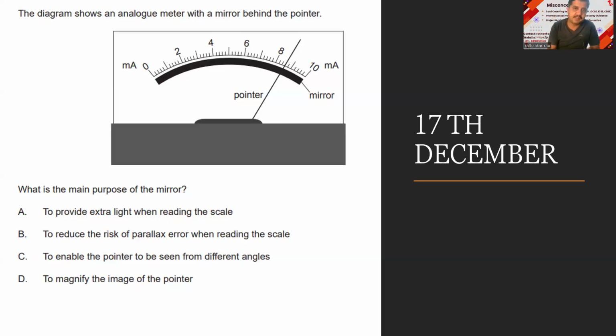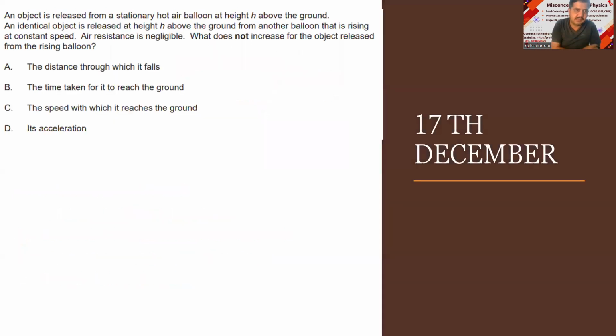So as a result of this, we need to put a mirror so that the image on the mirror and the needle coincide together, and thus you get only one image. And this minimizes or reduces the parallax error, right? So the right answer here is to reduce the risk of parallax error when reading the scale. Okay, let us move on to the next one. The first question was quite easy.